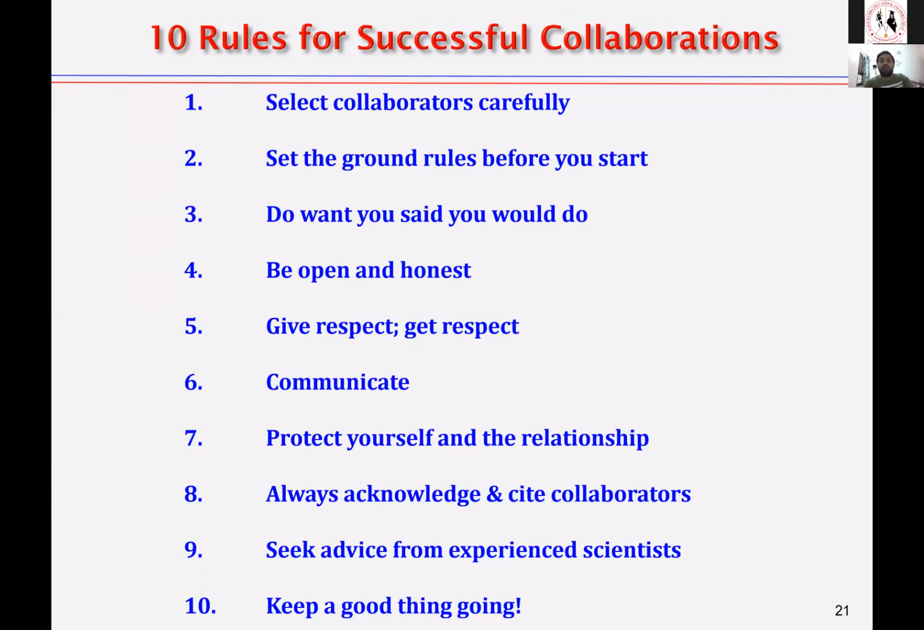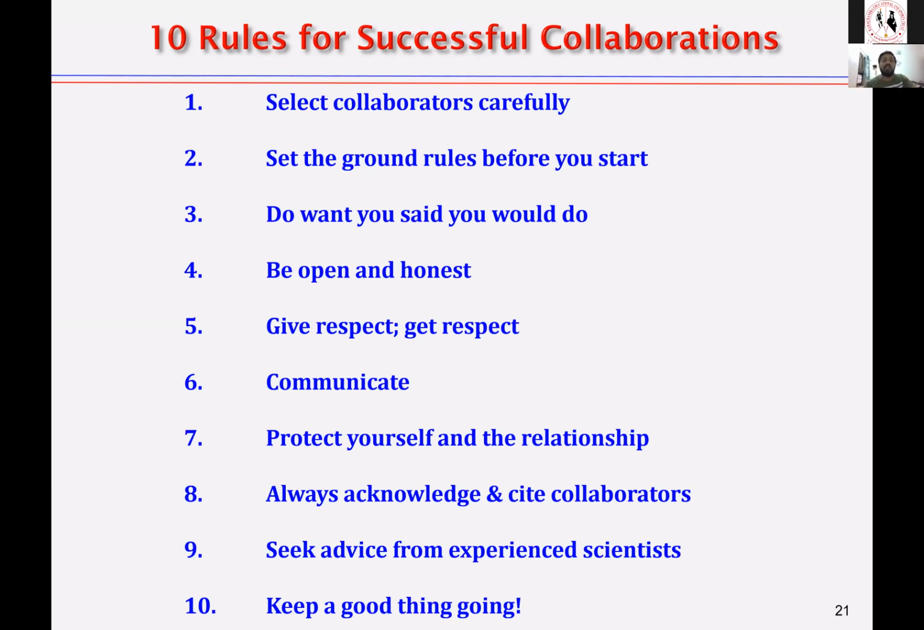Do what you said you would do. So it has to be very clear what you will do and what others will do. Put it in writing, and whatever you promise, whatever you said, you do it. If it is not possible for you at a later stage, tell as early as possible. Don't keep the collaborator in the dark and take more and more time and not deliver, because everybody's time is very, very important. As much as possible, be open and be honest.